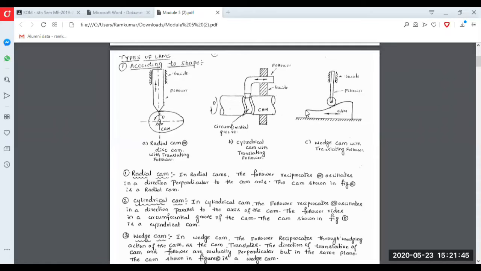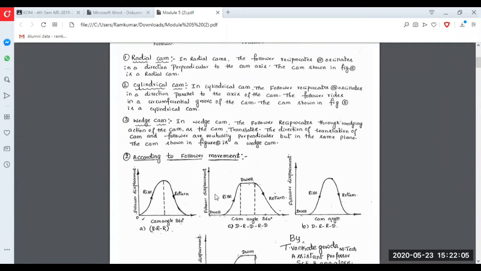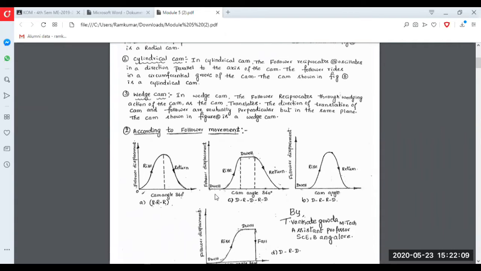Okay, so wedge shaped cam means there is a roller which is moving on this contoured surface. So it has a contour. Based on the contour, it will translate, and direction of translation is mutually perpendicular, but it will be in the same plane. Okay. Next, according to the follower movements, according to how the follower moves on the cam, rise, return.